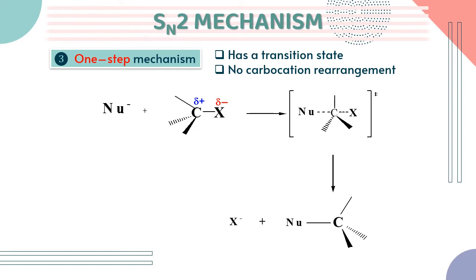So what do we want to determine here? When we have a partially negative and partially positive charge, here is the electrophilic site on your carbon. So the nucleophile is the nucleophile.